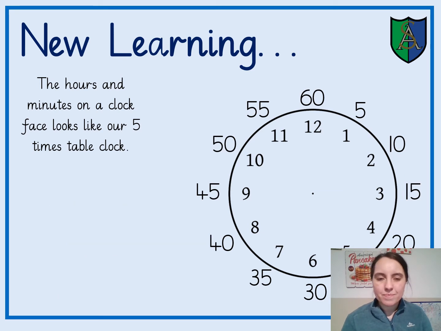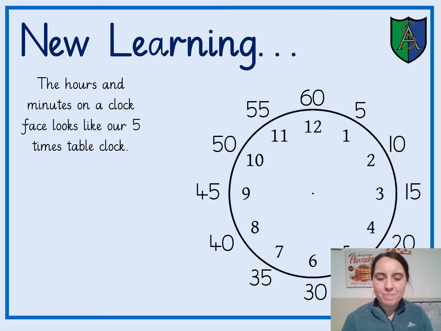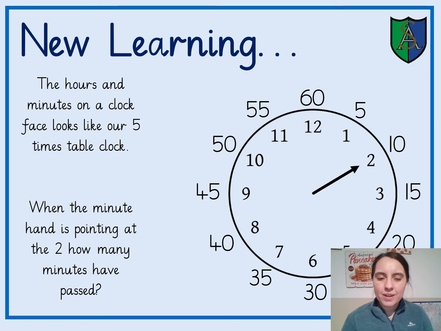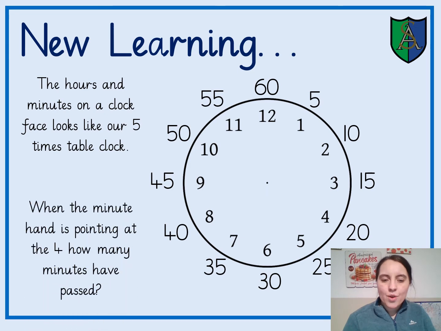Let's look at another one. This time, when the minute hand is pointing at the 1, how many minutes have passed? Remember which number we're looking at this time? Well done if you spotted that it was 5. Let's try another one. When the minute hand is pointing at 2, how many minutes have passed? You're guessing this now. You may have spotted that it's 10. Well done. When the minute hand is pointing at the 4, how many minutes have passed? Well done if you said 20, because we can see that our scale is pointing for the minutes at 20 there.